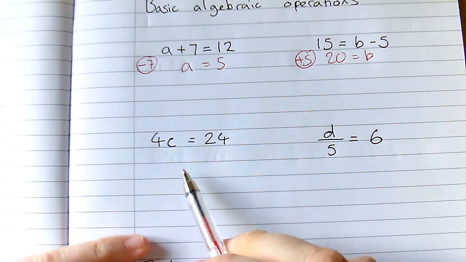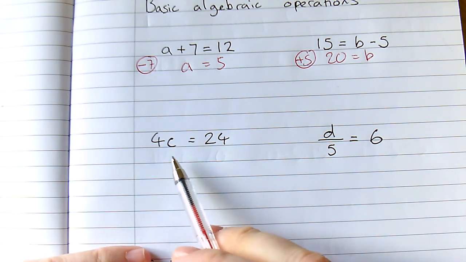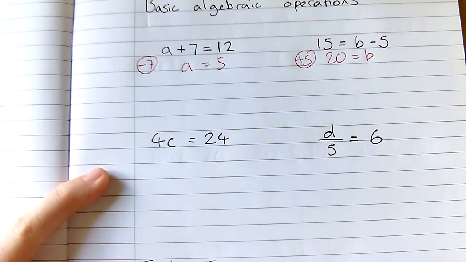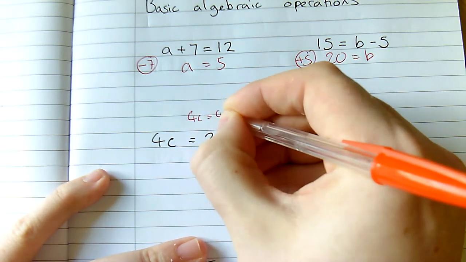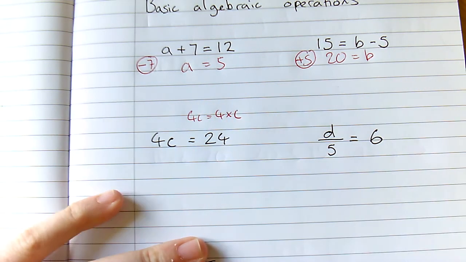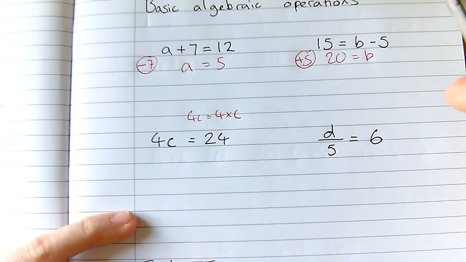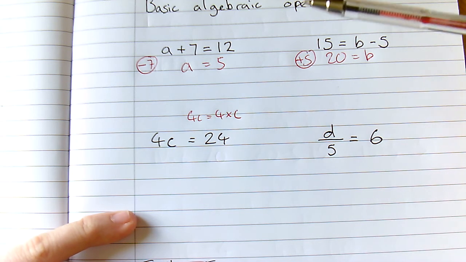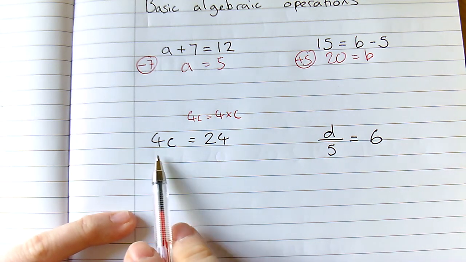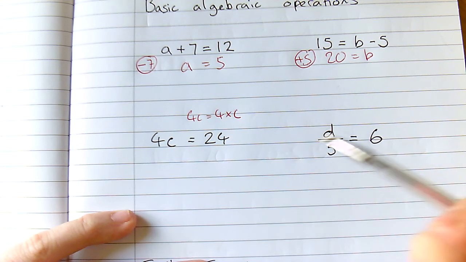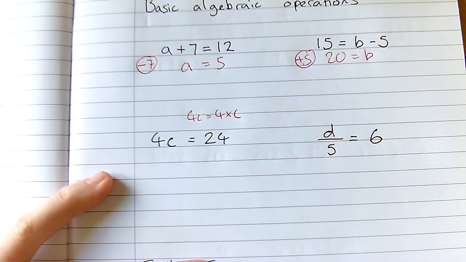The next one, I have 4c equals 24. Just a reminder, 4c means 4 times c. We do not use the x for multiplication in algebra for obvious reasons, because x is a letter. So 4 times something is 24. Well, the something is obviously 6, but how would I set this up?